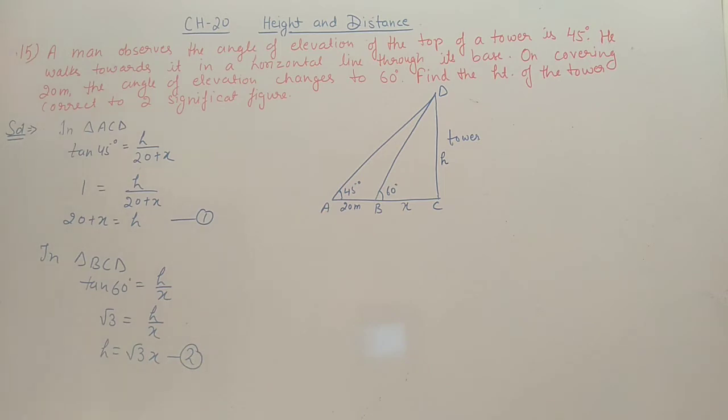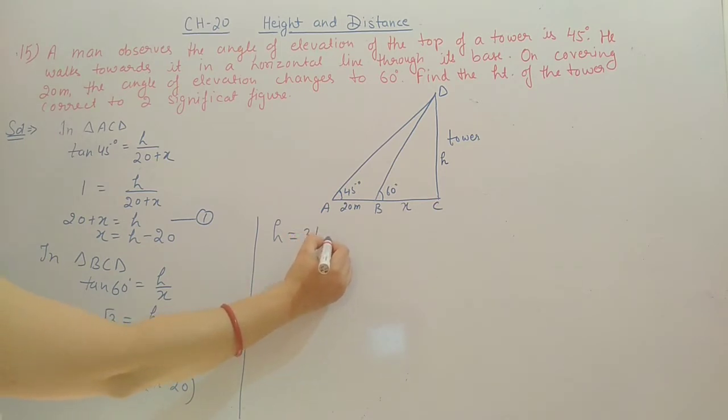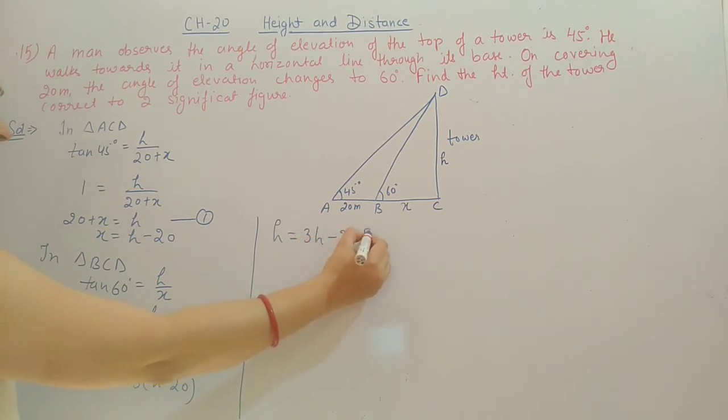Now with the help of these two equations, we have to find the value of h. So x we will replace from the first equation. We can write x is equal to h minus 20. If we replace this in the second equation, then we have h is equal to root 3 into h minus 20. So we will get h is equal to root 3 h minus 20 root 3.